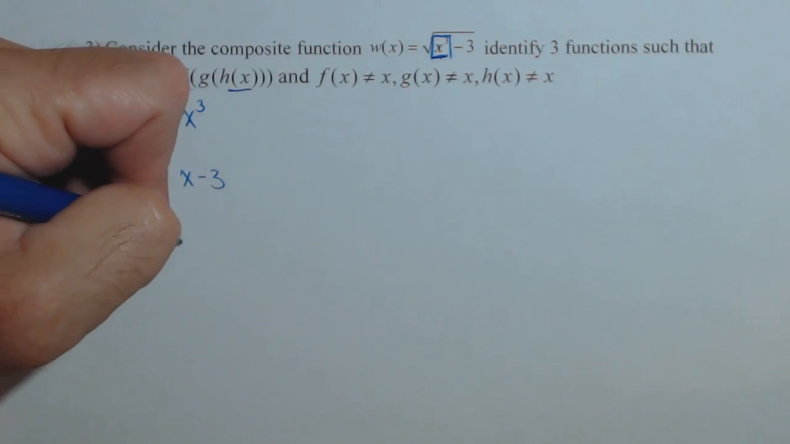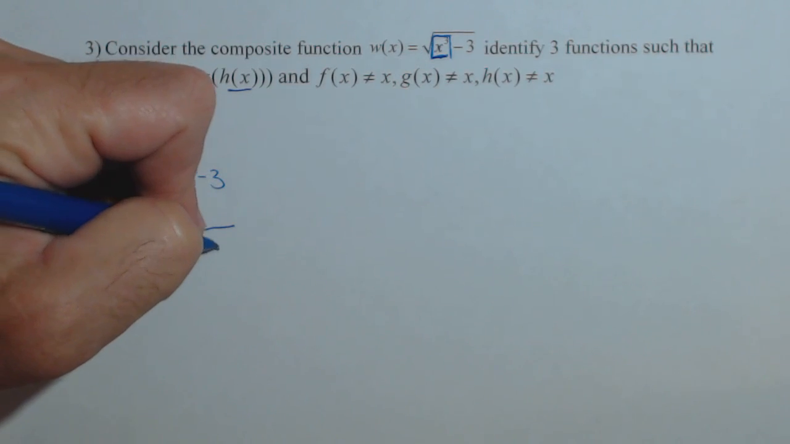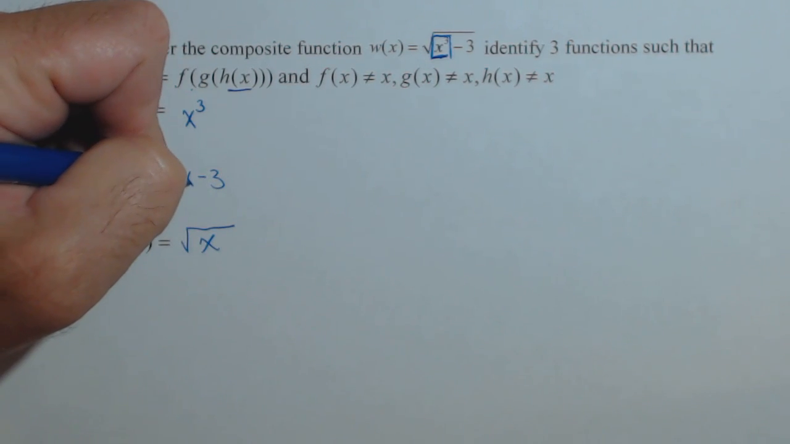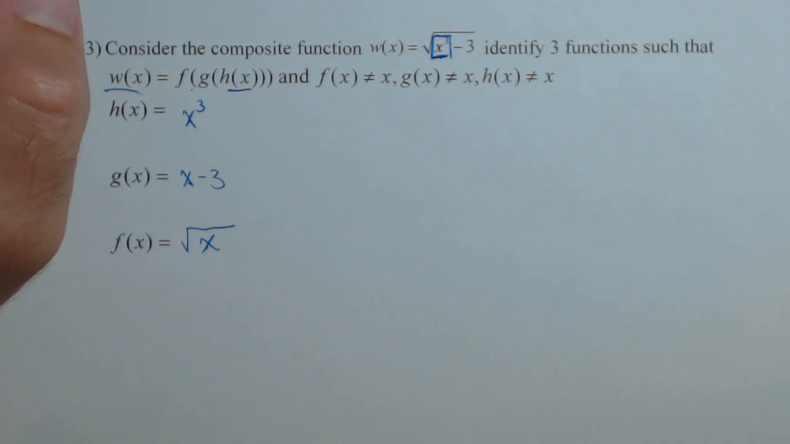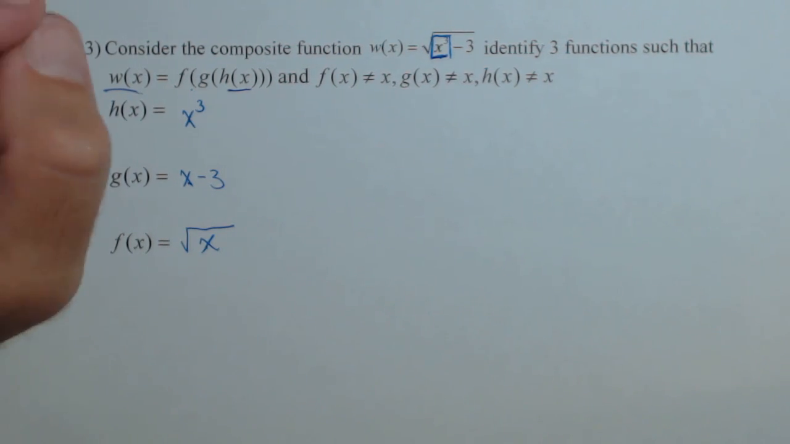And then what's the last thing to happen to it? It's the square root of x. So if we put this in here, we get x cubed minus 3. Put this in here, we get the square root of x cubed minus 3.